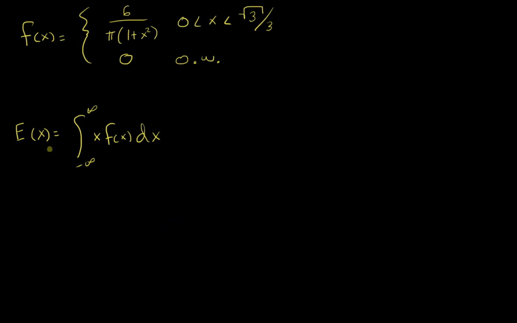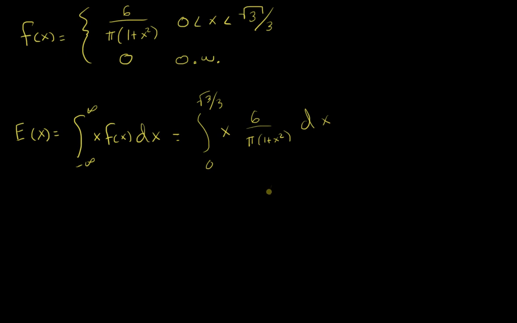Okay, so finding the expected value, we need to do the integral over the entire range of x, x times f of x, the PDF. So x times the PDF is 0 unless x is between 0 and square root of 3 over 3. All other places when you're doing this integral, you're basically just integrating 0. So the integral of 0 is just 0. All right, so this is good to go.